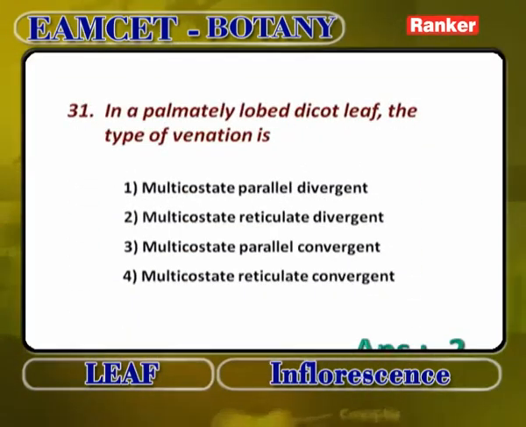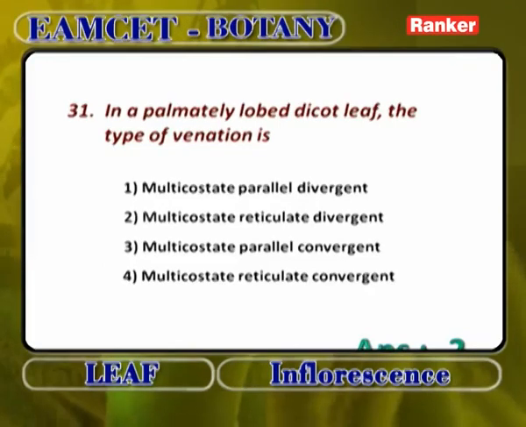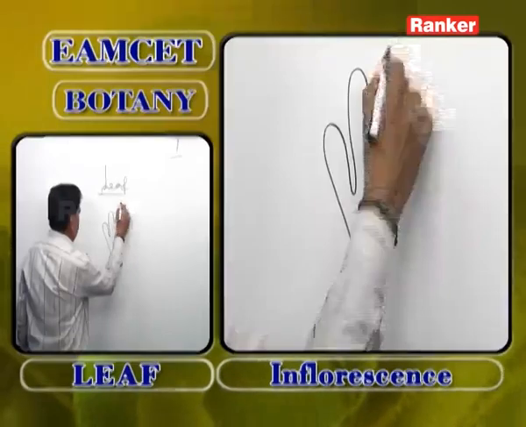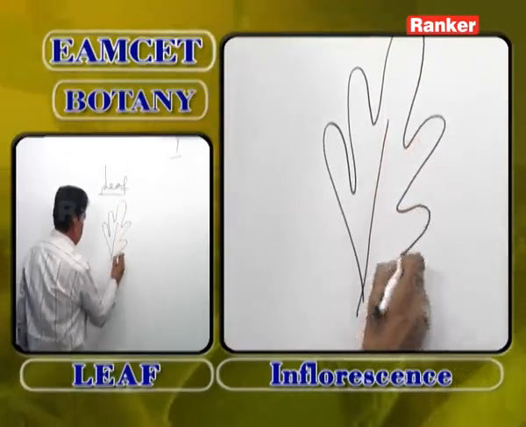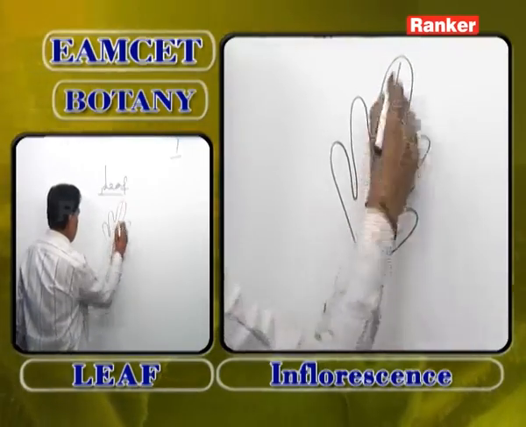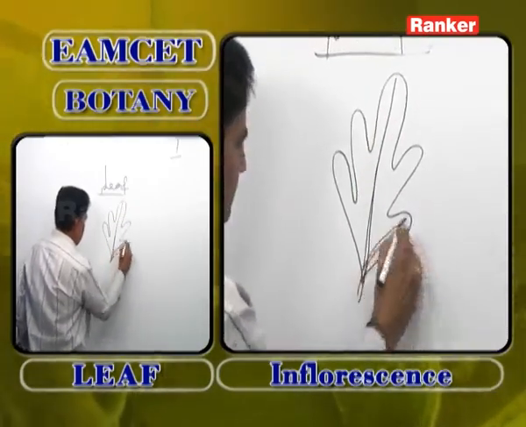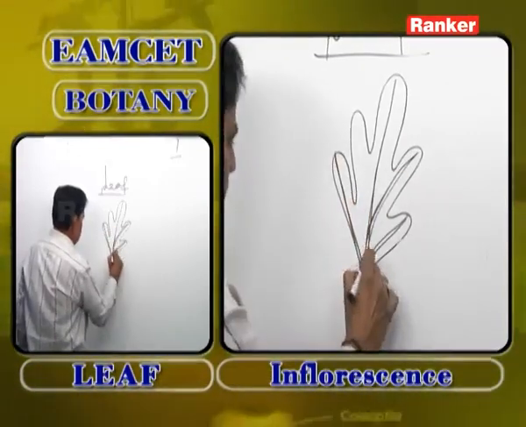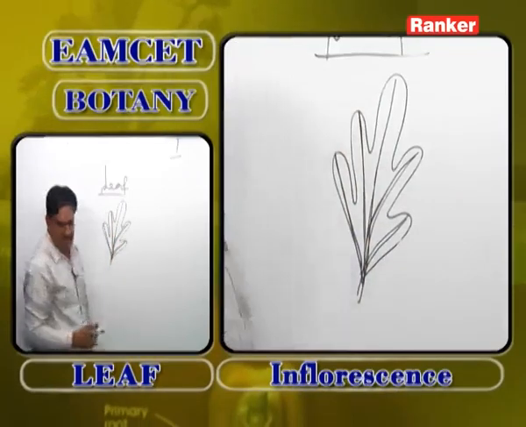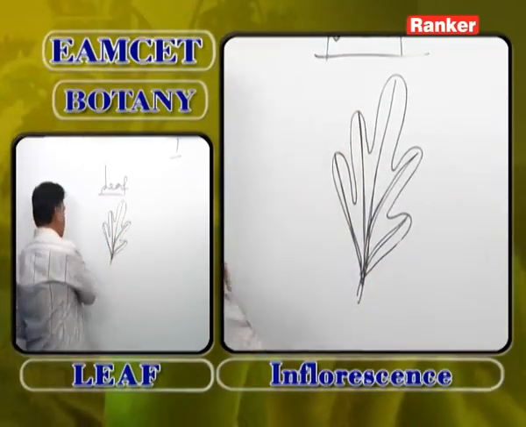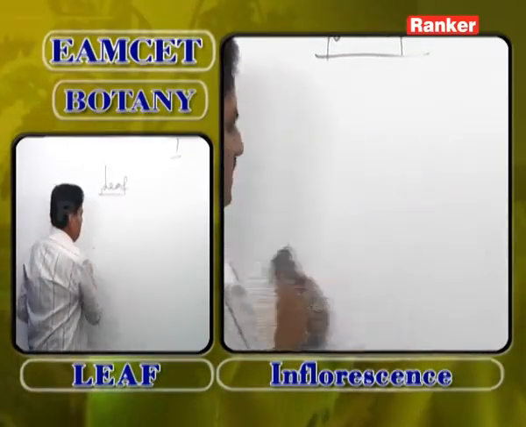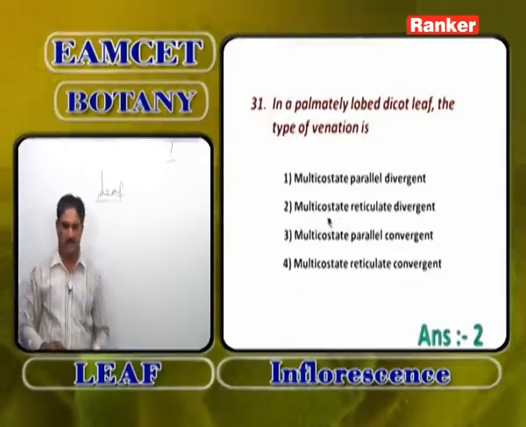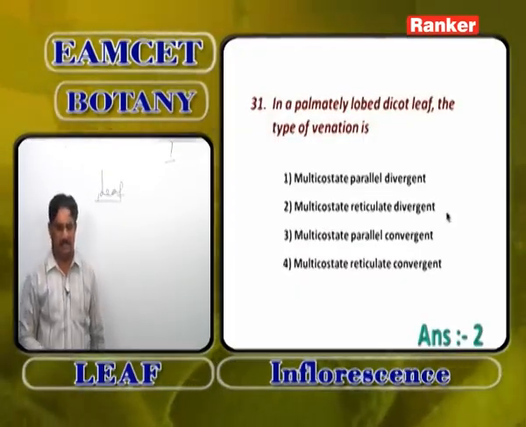In a palmately lobed dicot leaf, the type of venation will be? A palmately lobed dicot leaf means the leaf lobes in a leaf lamina resemble fingers in a palm, like this. So if many midribs are there, all the midribs ultimately enter their independent lobes. So definitely the answer for this is multicostate reticulate divergent venation.